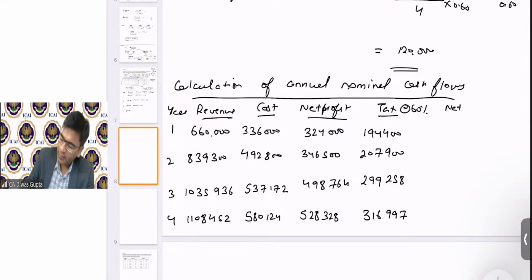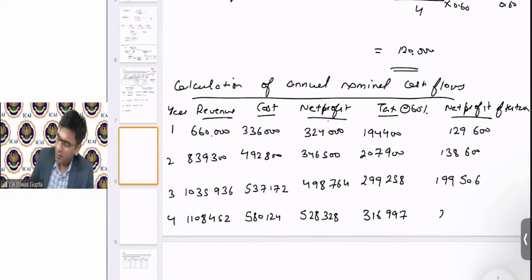Then net profit after tax. So net profit minus tax will be net profit after tax. 129,600, 138,600, 199,506, 211,331.